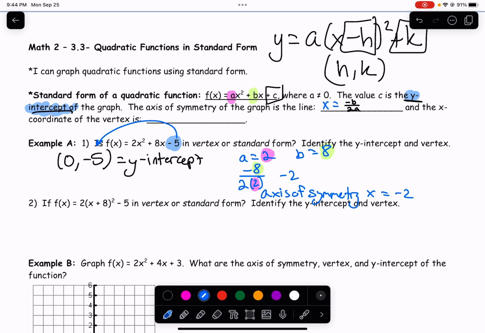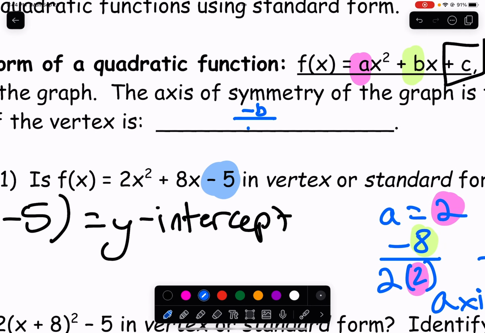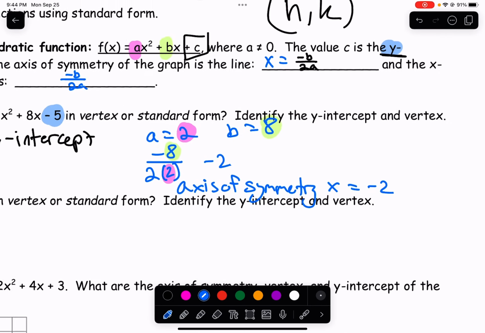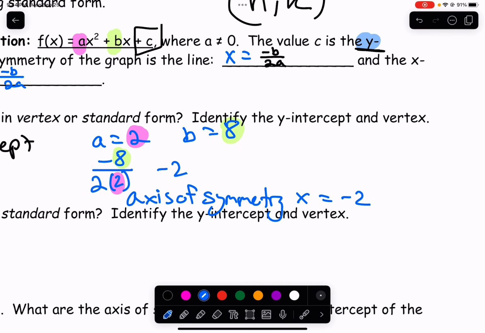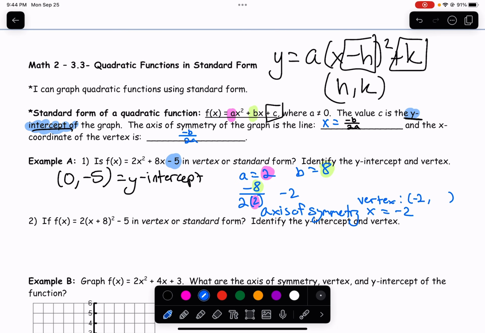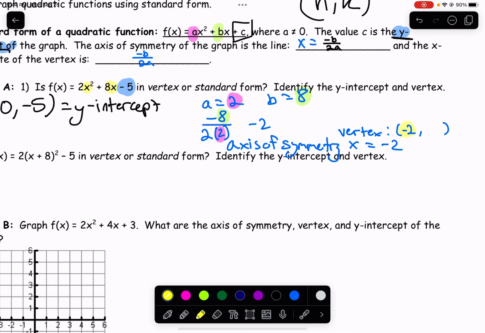Now additionally, if you recall, the axis of symmetry is equal to the x value of your vertex. So the x value of your vertex is also -b all over 2a. Since we found our axis of symmetry to be -2, we know that our vertex is going to be (-2, something). We don't know what the y value is, but fortunately, we've been practicing plugging into quadratics. So we're going to take the x value of our vertex and plug it into the function to get the y value out.